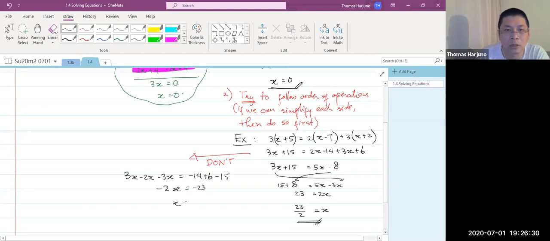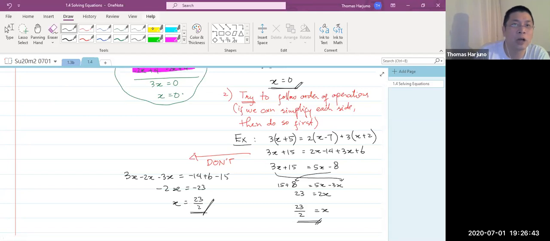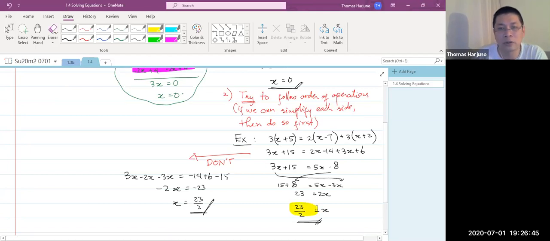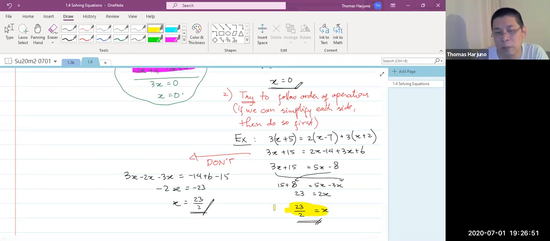So x equals 23 over 2. See, Thomas, I get the same answer though. Yeah, do you want to wait until you get a wrong answer? Well, after all, here I did it first, so you know what the right answer is. In your test, you don't know what the right answer is. So you really depend on your method to solve the problem.